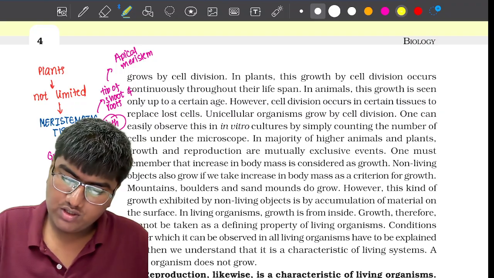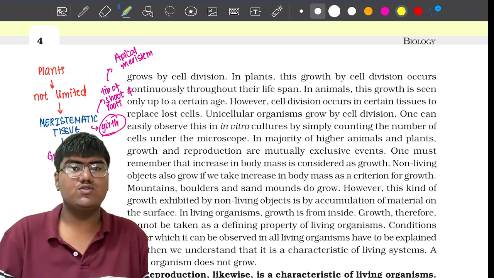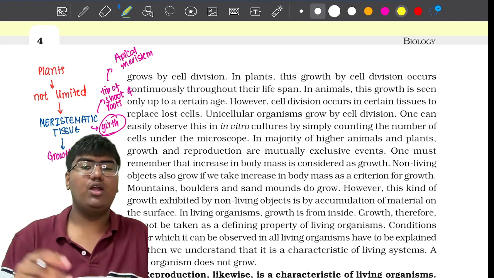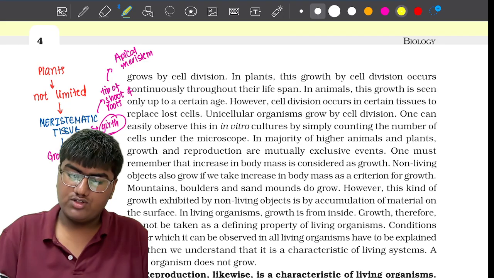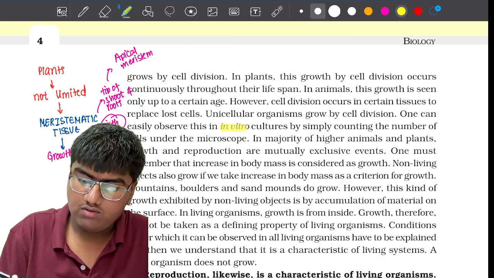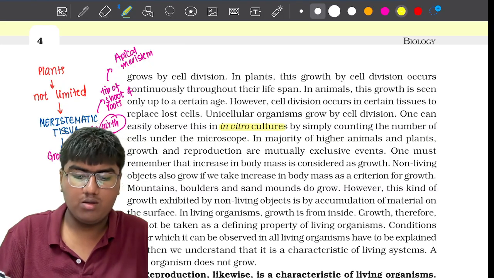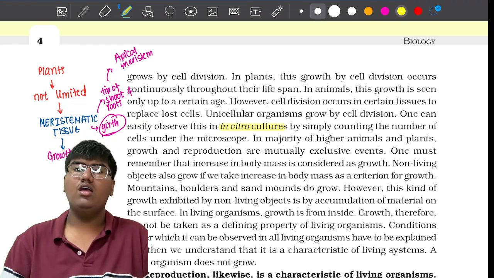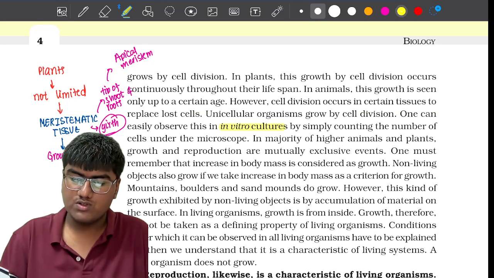So next, unicellular organisms grow by cell division. We all know reproduction there is only cell division. Like in amoeba, we see it's all division, which is nothing but growth. One can easily observe this in in vitro cultures by simply counting the number of cells under a microscope. It is very easy to observe growth in unicellular organisms by observing under a microscope.